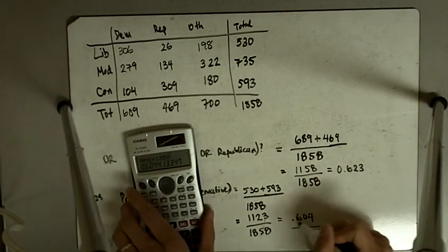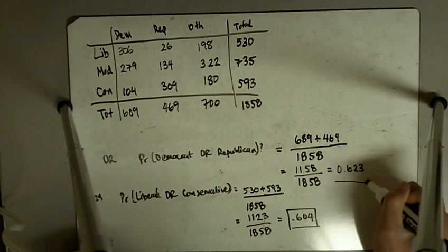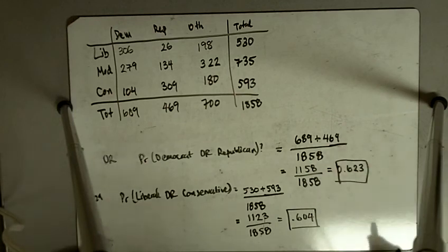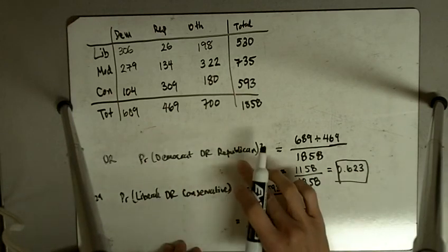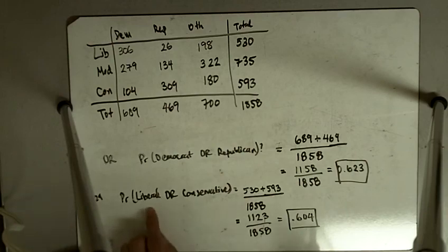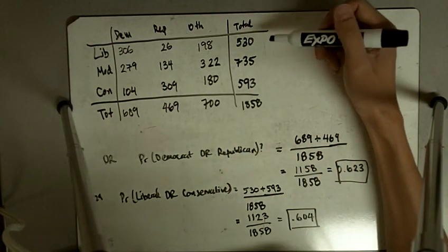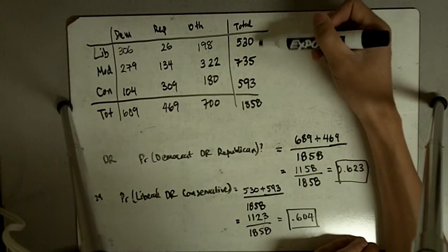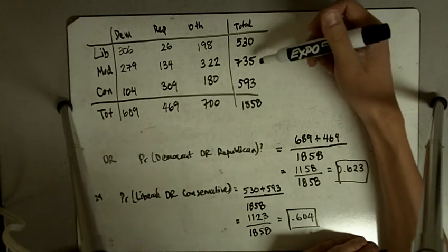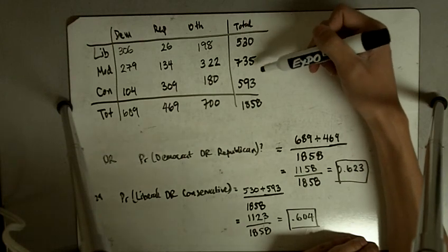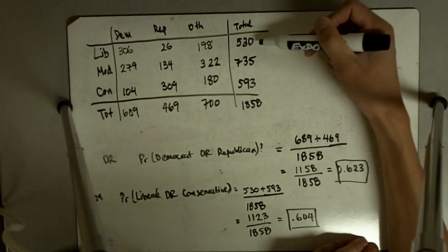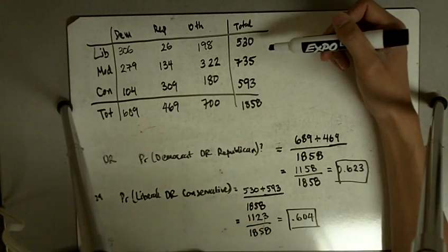So our answers are 0.604 and 0.623. Probability of being Democrat or Republican, and this is probability of being liberal or conservative. And again, it's important to note that for liberal and conservative, nobody is in the overlap, okay? There's no overlap between liberal and conservative. So there's no overlap, so we just add those numbers directly.